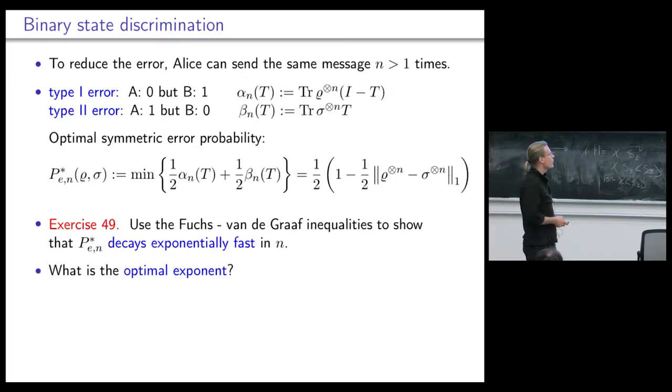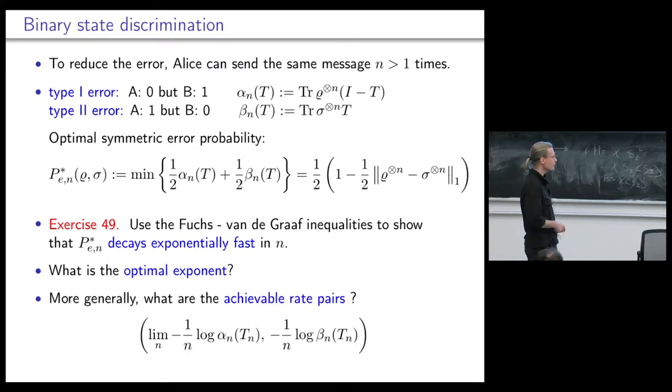But we want to know more. We want to know what the optimal exponent is. Basically, this is about how many times Alice should use this communication system in order to get her message through with a predefined probability. And for this, it is important to know the exact exponent.